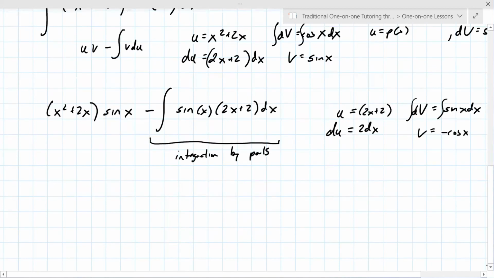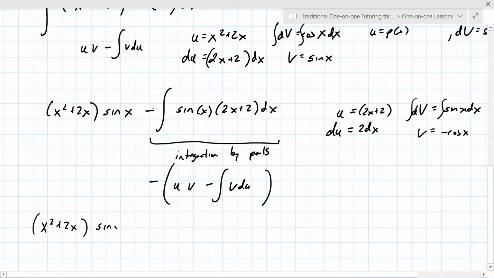Let me know when you get caught up here to proceed. I'm good. Okay, so you're subtracting this whole thing. You're subtracting this uv minus integral v du. You're subtracting all of this now, and that means you're bringing this other stuff down. So it's x squared plus 2x sine x minus, okay, so you're minusing this uv. So you're minusing u times v. There's a negative there, so it's plus 2x plus 2 times cosine x.